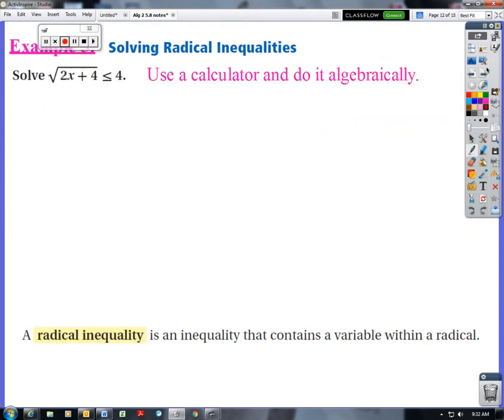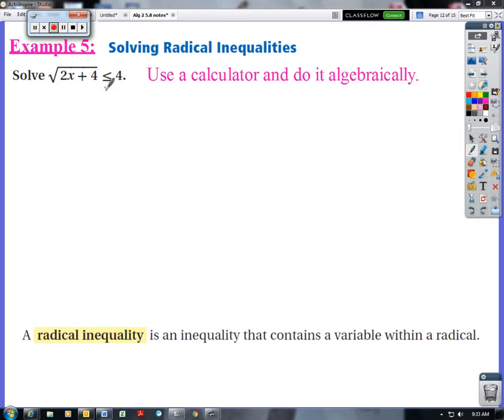Great. We're clickety-clacking right along here. On to example 5. So the next type of problem, it says to use a calculator and to do it algebraically. Well, I like doing things algebraically, so I'm going to do it algebraically first, but we need to know how to do it both ways.